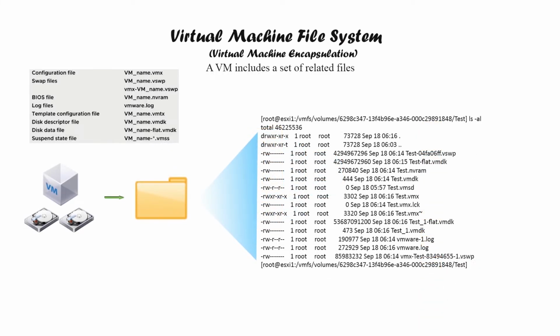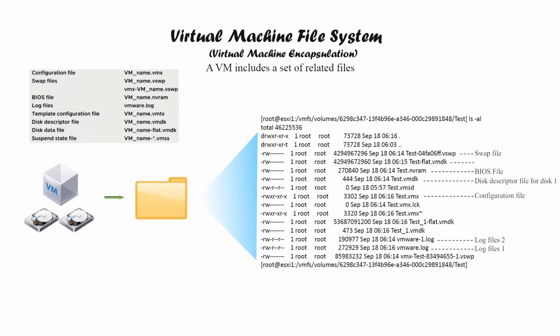A configuration file. This file includes all configuration details of the VM. The swap file is used to reclaim memory during periods of contention. The BIOS file contains the VM's BIOS settings. A VM's current log file is vmware.log, and a set of files used to archive old log entries like -1.log, -2.log, and so on.